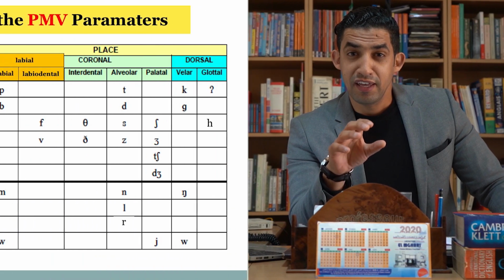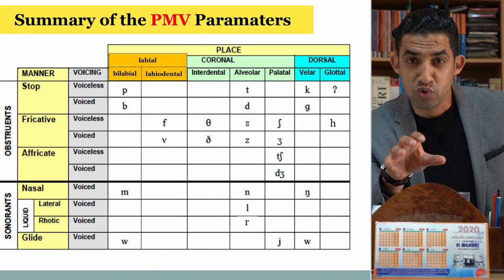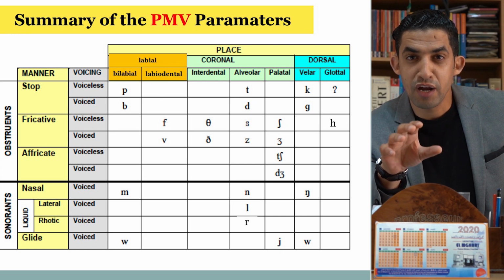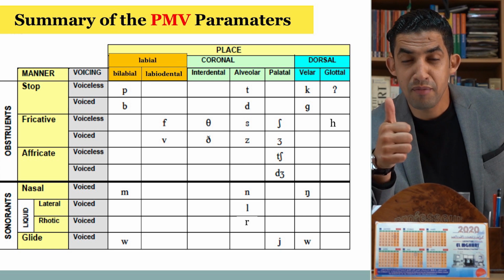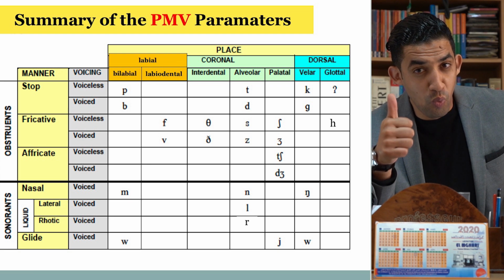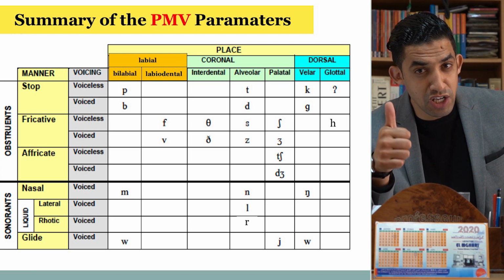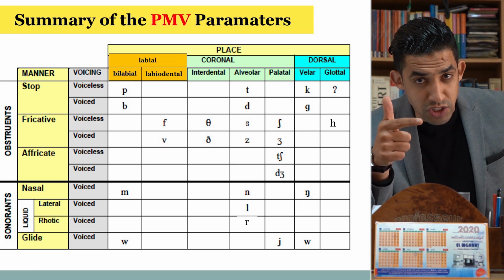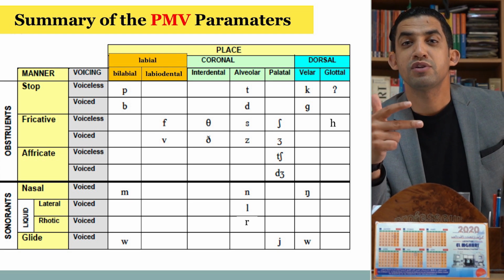So to sum up, in this video we have tried to cover the three parameters that we use in order to describe consonants. The first parameter that we talked about was place of articulation. The second one was the parameter of manner of articulation. And the third one is the parameter of voicing.